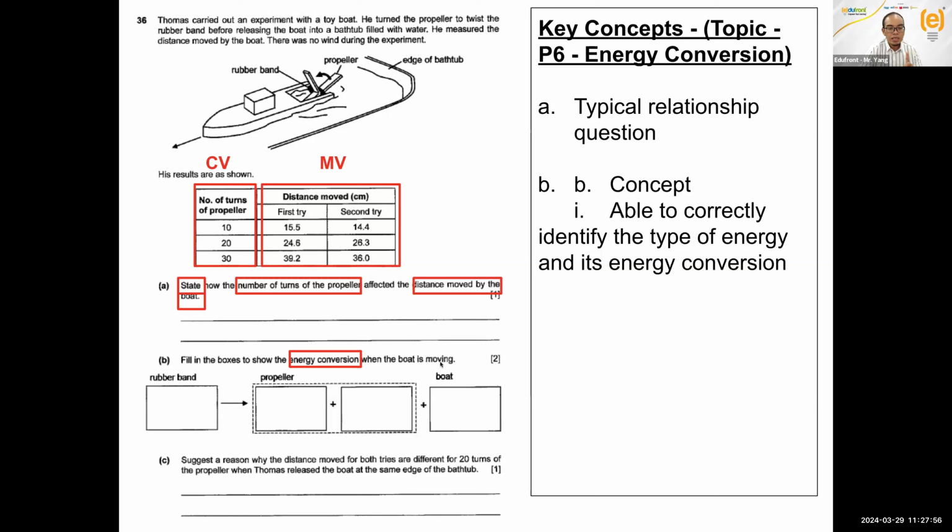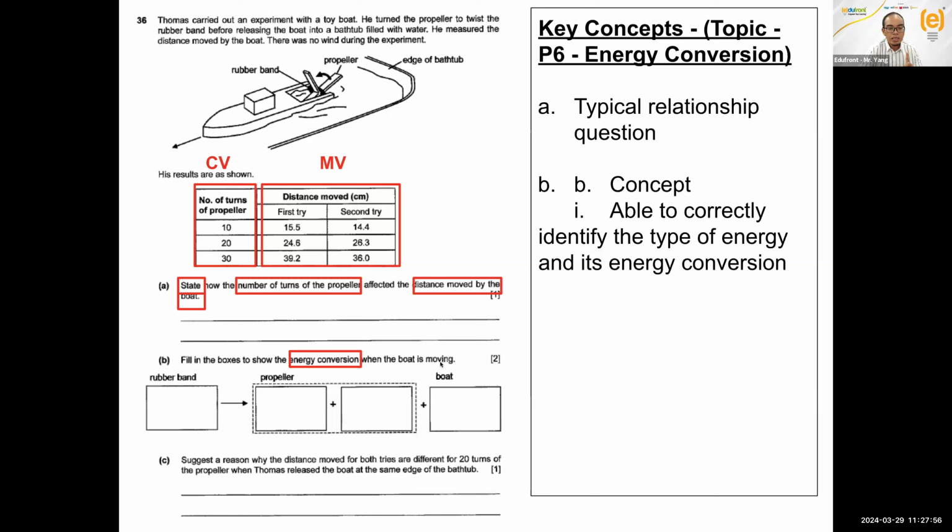It's a 2-mark question, but you just need to be able to identify the correct type of energy. Okay, rubber band, what energy? Elastic potential energy, right? You guys learned rubber band, elastic potential energy. If you put potential energy also no problem, but elastic potential energy is more precise. In the propeller, they box for you. Propeller, kinetic energy. Why kinetic energy? Because it is moving. Anything that is moving has kinetic energy.